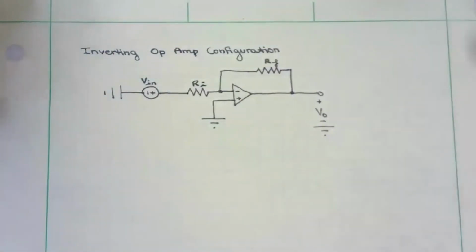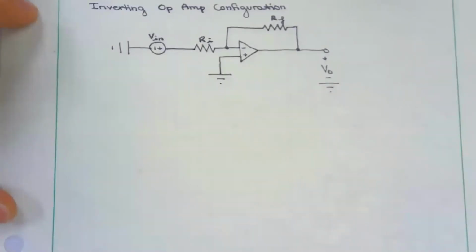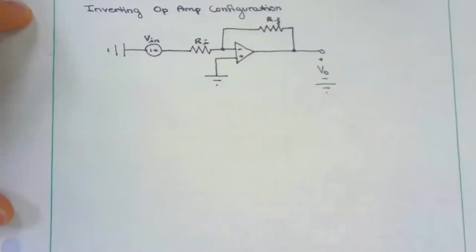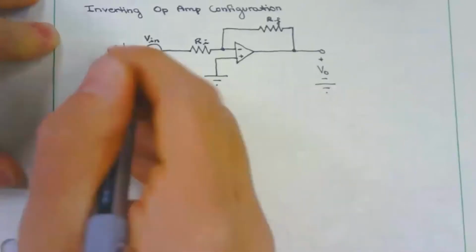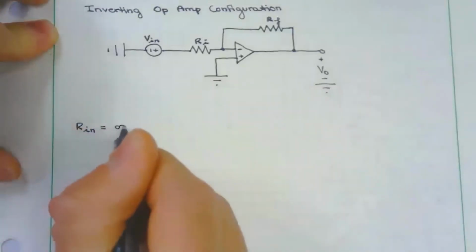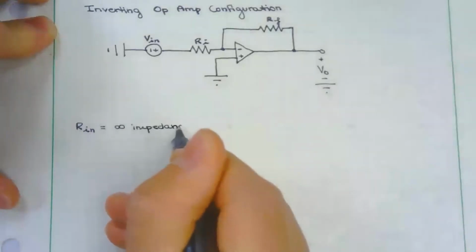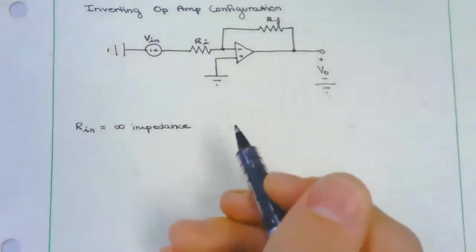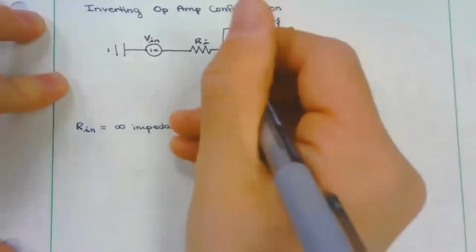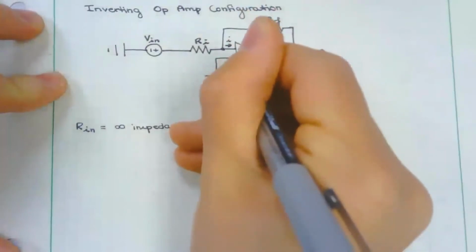Beginning with, there are a few things we want to take note of, and these are going to be the ideal characteristics of an ideal inverting op amp. Beginning with our Rin, we want to have infinite impedance, which means no current I will flow in here, right here.